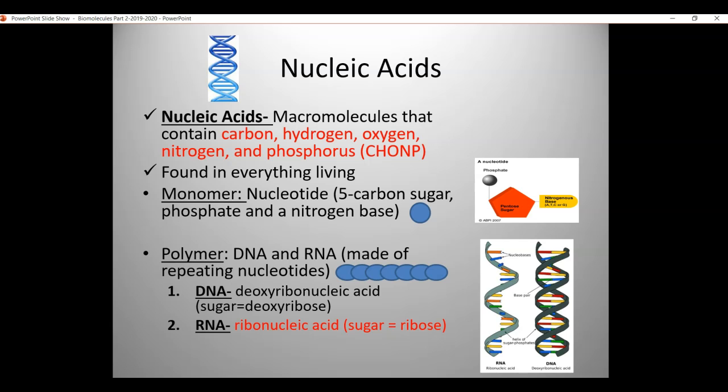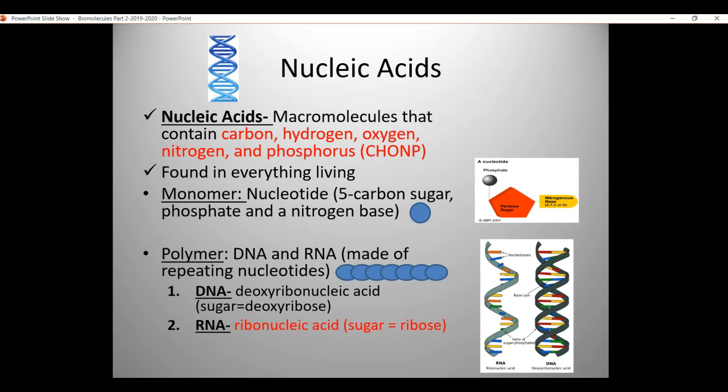Now, carbohydrates, lipids, they have CHO, carbon, hydrogen, and oxygen. Proteins have CHON, carbon, hydrogen, oxygen, and nitrogen. Nucleic acids have CHOMP, has them all. So all biomolecules have CHO in them. All living matter has CHOMP in them.